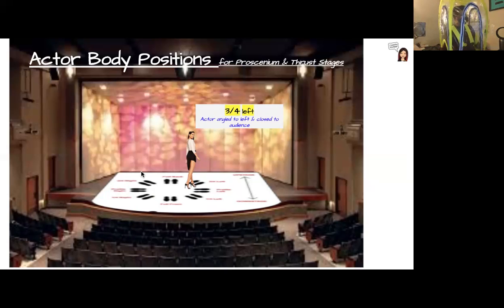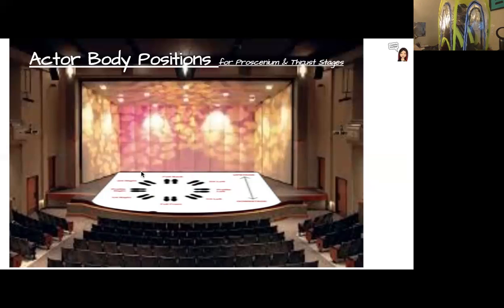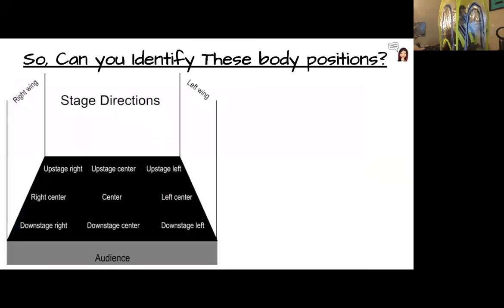So on the next slide, what I want you to do is look at the actress on the stage. What I want you to do is go ahead and tell me where on the stage she is standing, so which of the 9 acting areas she is in, and what body position she is using.